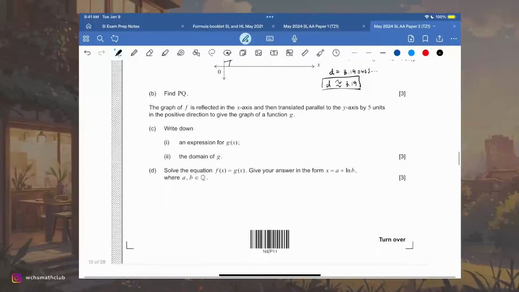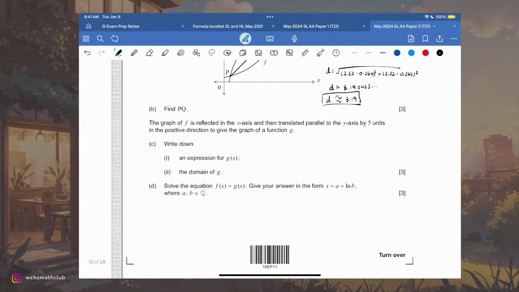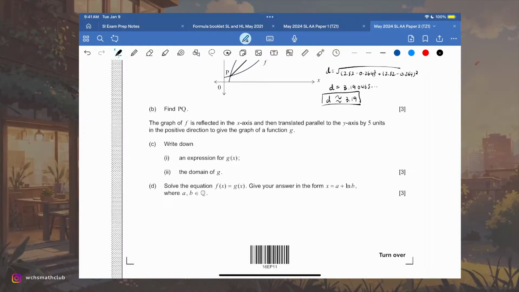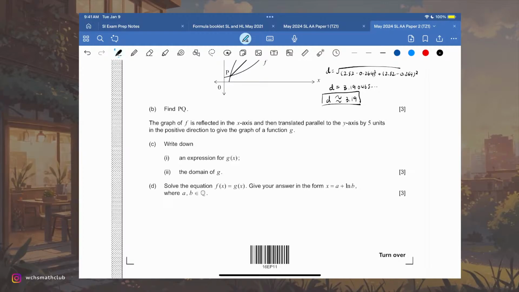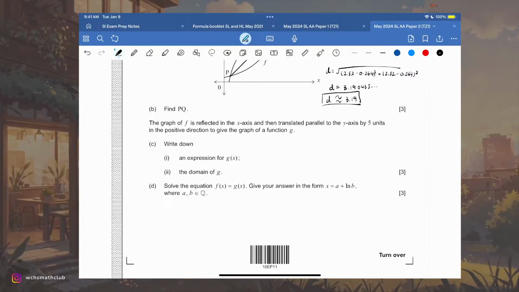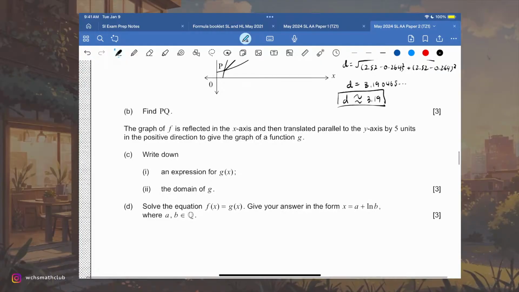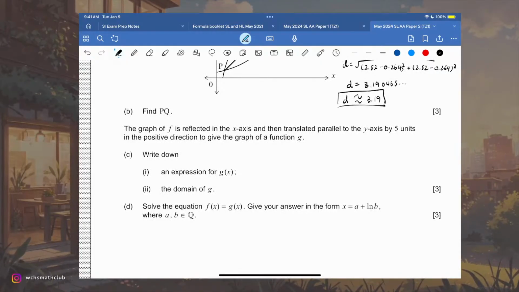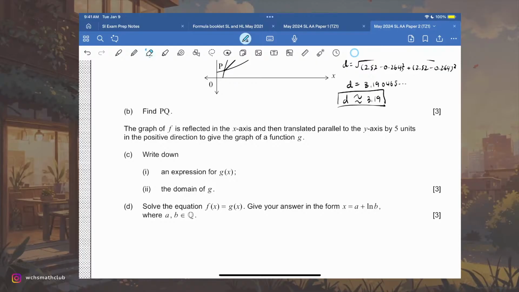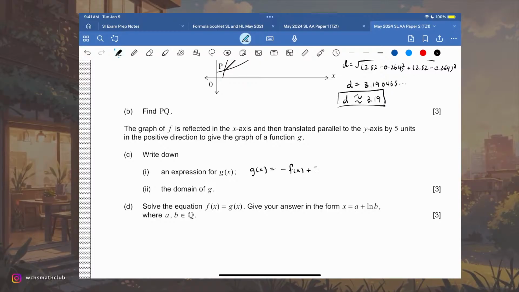Okay, so looking into part C of this question, the graph of f is reflected in the x-axis and then translated parallel to the y-axis by 5 units in the positive direction to give the graph of a function g. So simply put, f is reflected in the x-axis and translated 5 units up. The first part of C asks for an expression for g(x). So we know that based on the fact that it's just reflected in the x-axis and translated 5 up, g(x) = -f(x) + 5.